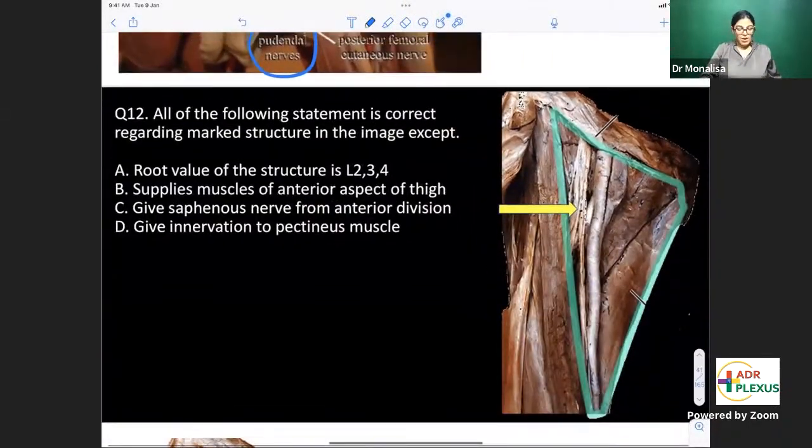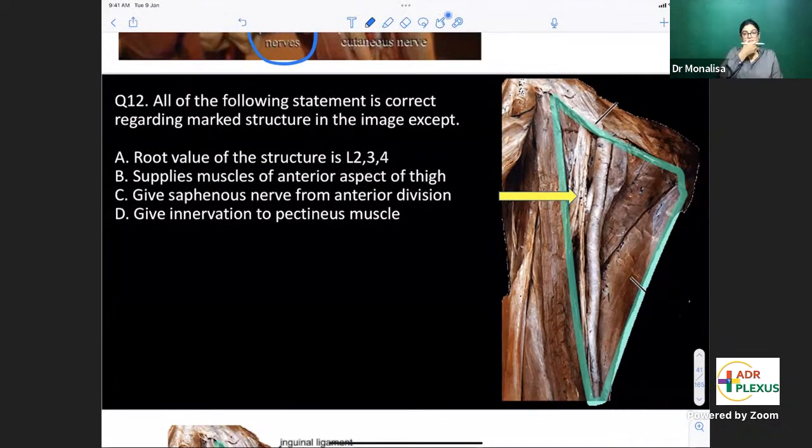Question number 12. All of the following statements are correct regarding the marked structure in the image except. Yes, all of you are marking the answers, and I can see many of you are giving the right answer. Many aspirants are saying that saphenous nerve is from anterior division. That is the wrong statement which is given here.